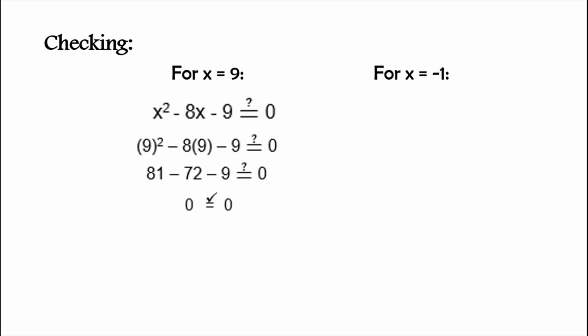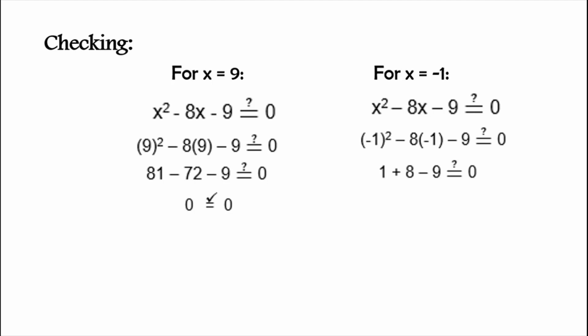How about x is equal to negative 1? Substitute sa original equation. Negative 1 times negative 1 is positive 1. Negative 8 times negative 1 is positive 8 minus 9. Then 1 plus 8 is 9 minus 9 is equal to 0. Kaya correct yung answer natin na negative 1. Nakuha?